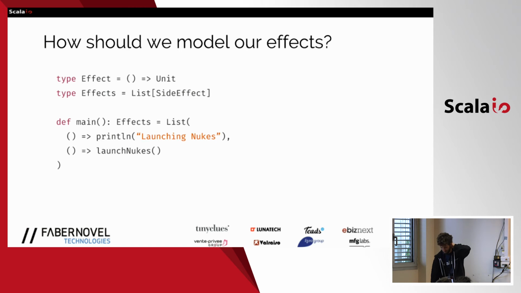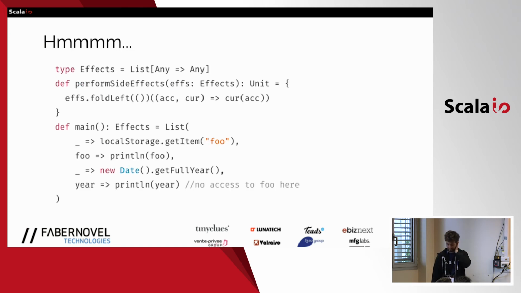So let's try something a little bit different here. This is a little bit better because it allows us to do the things we want, but it's also really ugly because now we basically model our effects not as a list of Function0 to Unit, but as a function from Any to Any. And we could potentially perform these side effects by just folding the list and just applying the function every time. And here we see an example for the new main method.